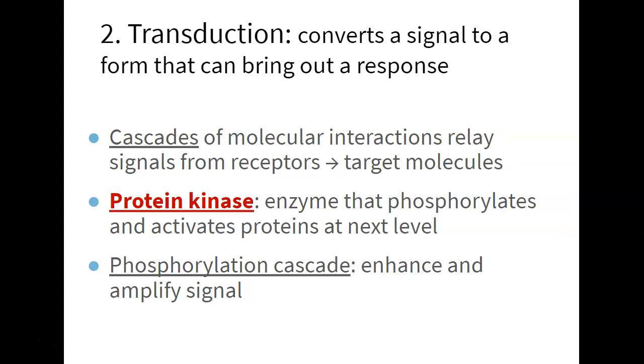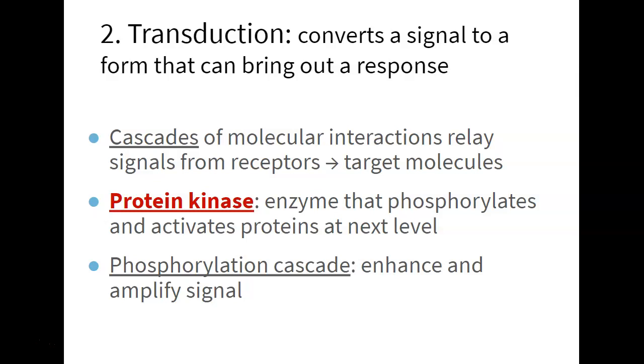Okay, so this brings us to the second step, transduction. This takes a signal that was originally received and actually turns it into something that's usable, which brings up a couple of key vocabulary words. A cascade is just a very general way of saying a bunch of interactions that eventually get to your target molecule. So it's kind of like a series of dominoes that gets you from the initial signal to the eventual target. It's a cascade.